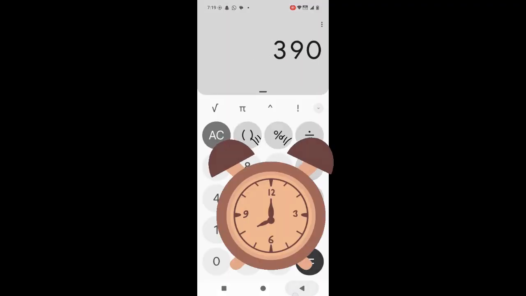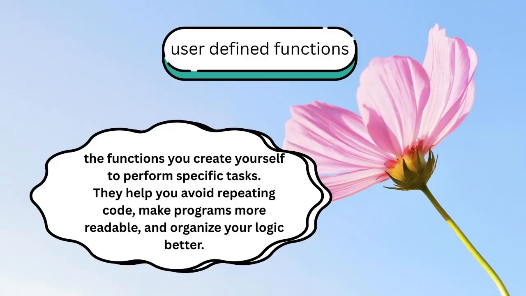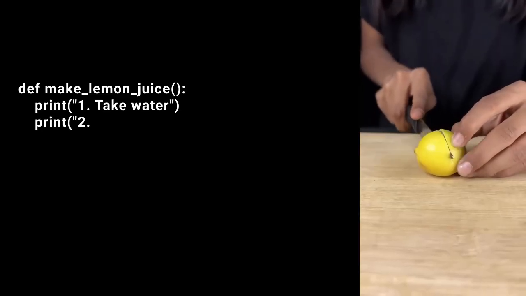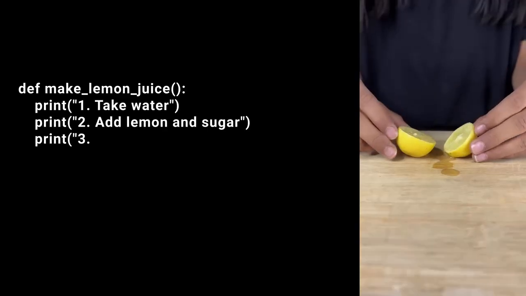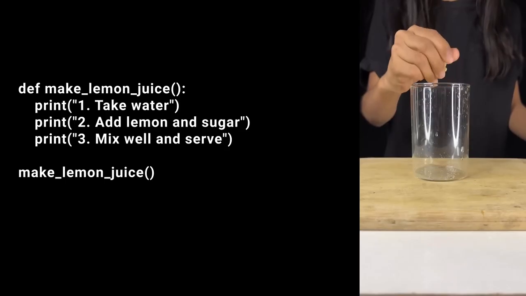Second one is user-defined functions. User-defined functions are the functions you create yourself to perform specific tasks. They help you avoid repeating the code, make programs more readable, and organize your logic better. Imagine you often make lemon juice at home. Would you write the full steps every time? No. You define the steps once and reuse them whenever needed.